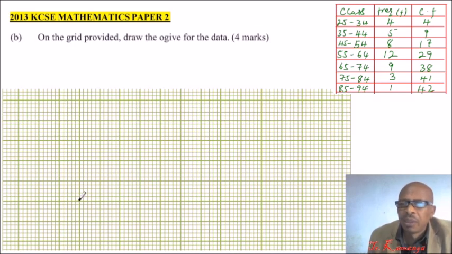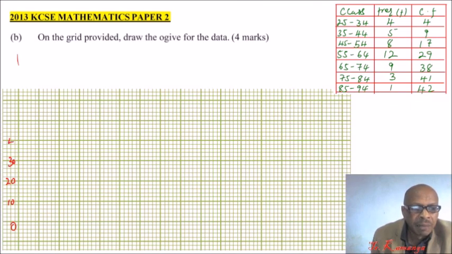So for the ogive, we use the upper class boundary and the cumulative frequency. We can say this is a starting point, so we can start from 0. Let's use a brighter color. We start from 0, here it is 10, 20, 30, 40 and 50. So that is our y. This is our cumulative frequency.